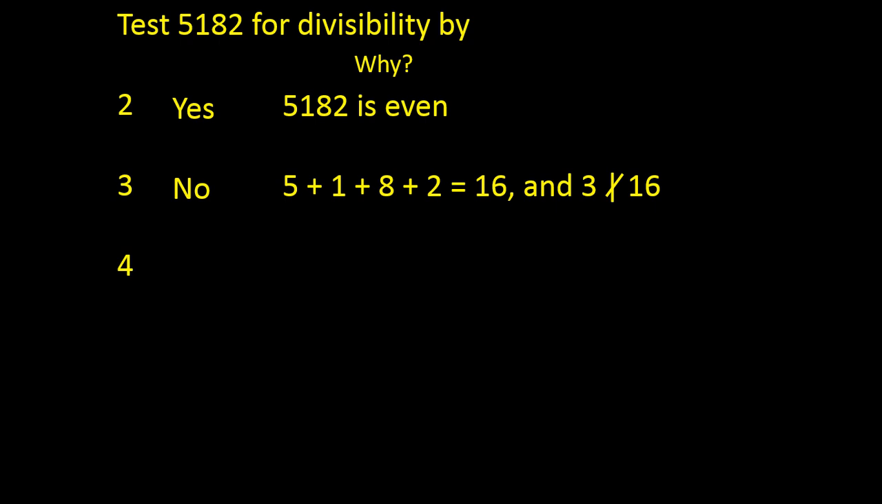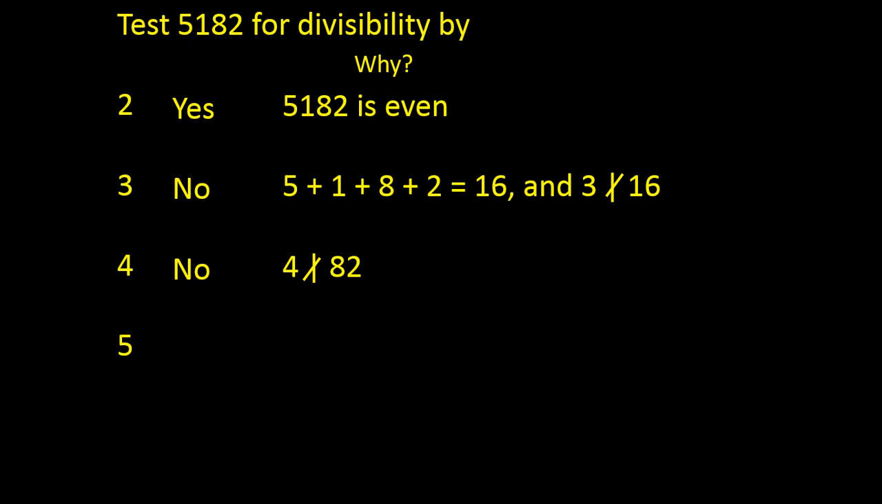How about 4? Well, the rule for 4 is you look at the number formed by just the last 2 digits of the number. So we're going to look at the 8 and the 2 as an 82, and since we can't divide 4 into 82 without getting a remainder, we can't divide 5,182 by 4 either.